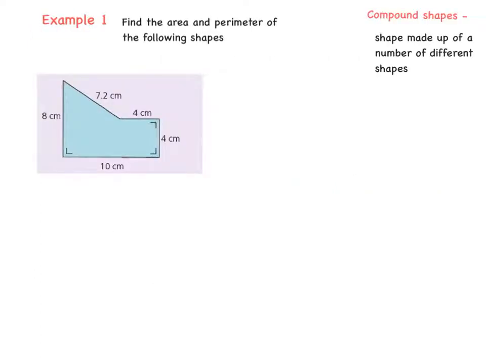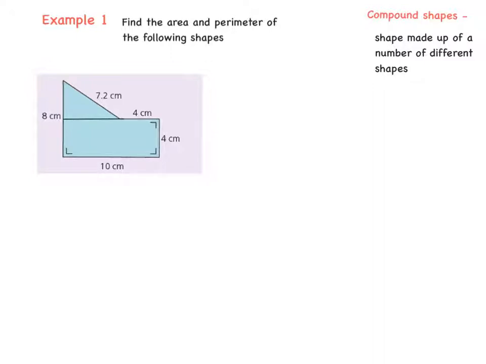Okay, in this video we will focus on compound shapes and finding area and perimeter of them. A compound shape is made up of a number of different shapes. So let's say in here, this is a compound shape and it's made up of a triangle and a rectangle. So we can just draw a line in here, and then we have two shapes in here.